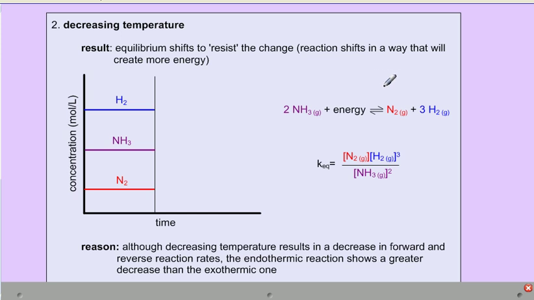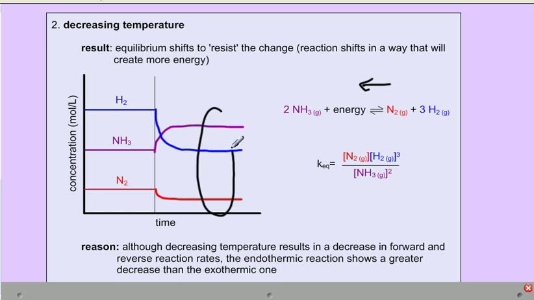So what's going to happen is we're going to have a shift. If we decrease the temperature, we're removing some energy. The shift will see us replacing some of that energy that we have lost by decreasing the temperature. So if we shift in this direction, we're using up some nitrogen, we're producing some ammonia, and we'll be using up a bunch of hydrogen. So we might reach a new equilibrium state that looks like this.